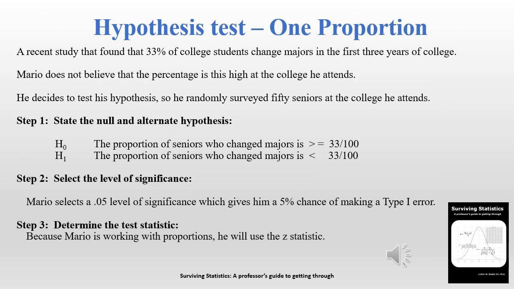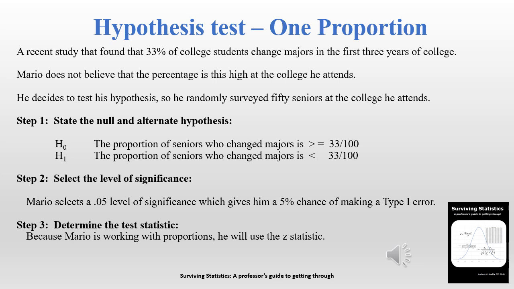Well, let's try one more example of the 5-step hypothesis testing procedure, this time using a proportion. So a recent study that Mario was reading reported that 33% of college students changed their major within the first 3 years of college. Well, Mario doesn't believe that that's that high at his college, and so he decides to test this hypothesis, and so he surveys 50 seniors at the college that he attends to see whether or not they have changed their major or considered changing their majors.